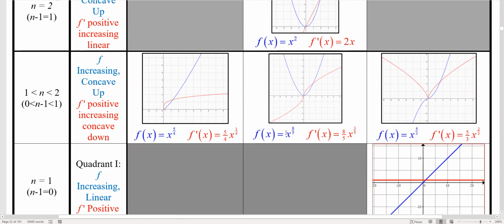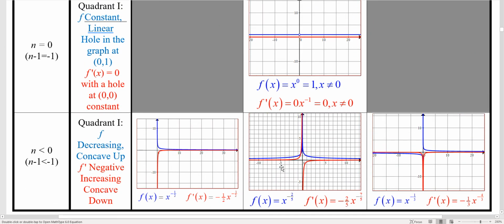Just taking one or two of these, here we go. X to the 8/5, the derivative is 8/5 times x to the 8/5 minus 1. 8/5 minus 1 is 8/5 minus 5/5, which is 3/5. So it's 8/5 x to the 3/5, and of course that's what we see graphed right here, and so forth. You can check these all out against your earlier work.